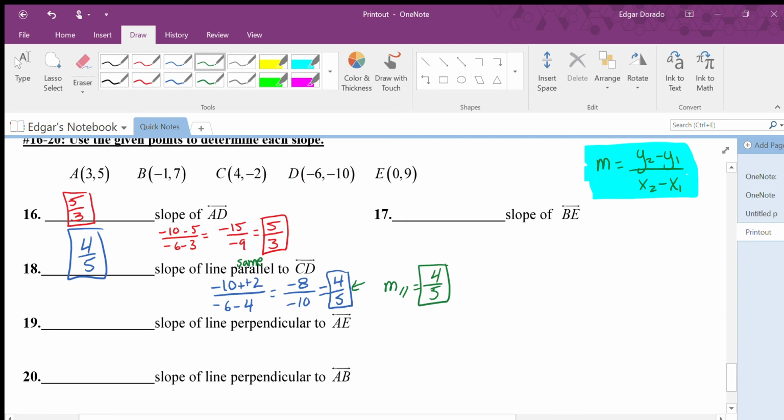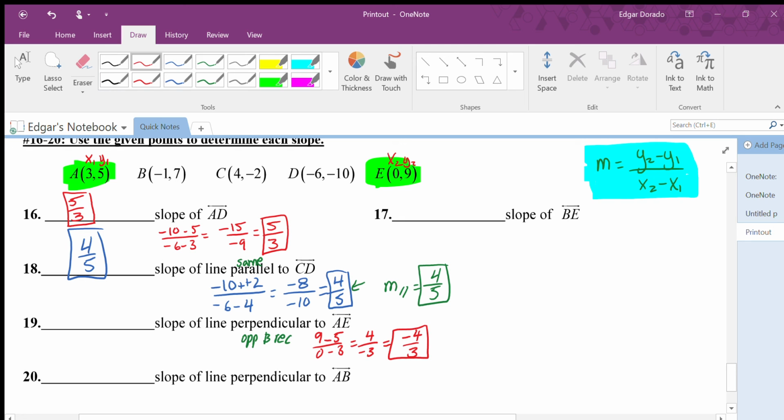All right, number 19 says the slope of a line that is perpendicular, so opposite and reciprocal, to AE. So once again, x1, y1, x2, y2. Let's go ahead and do it. So 9 minus 5 over 0 minus 3 gives me 4 over negative 3. So my actual slope is just negative 4/3.